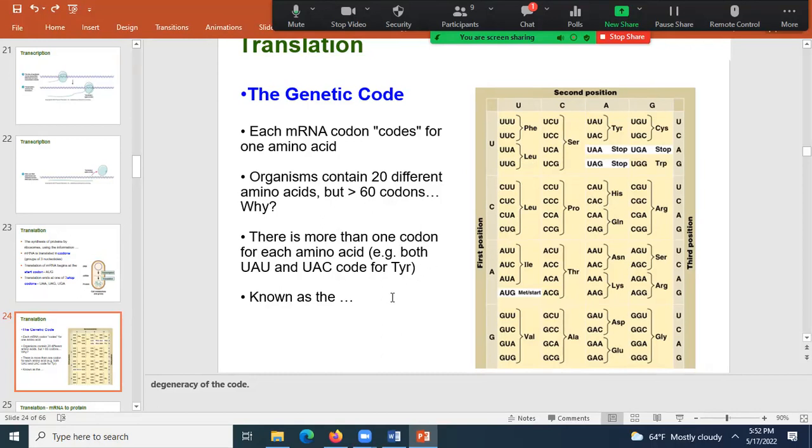This is known as the degeneracy of the code, and that is that more than one codon can code for the same amino acid. We're talking about degenerate in that sense. Any question about any of that?